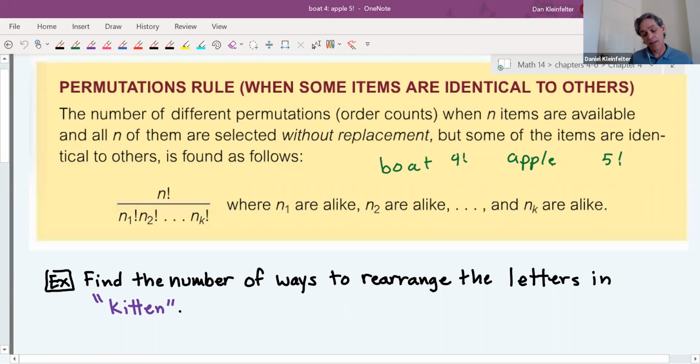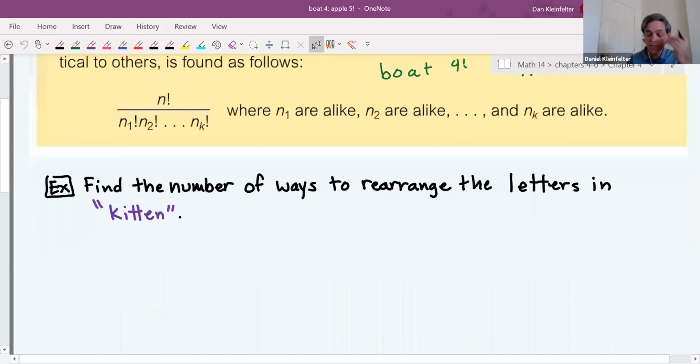So here's the formula. The number of different permutations, where order matters, when n items are available and all n are selected without replacement, but some of the items are identical, is like this. You again divide n factorial, but you're going to divide by n1 factorial, n2 factorial. All these in the bottom are multiplied, n1 factorial, n2 factorial, and so on, where n1, n2, down to nk are the ones that are alike. The best way to see how to work this formula is by example.